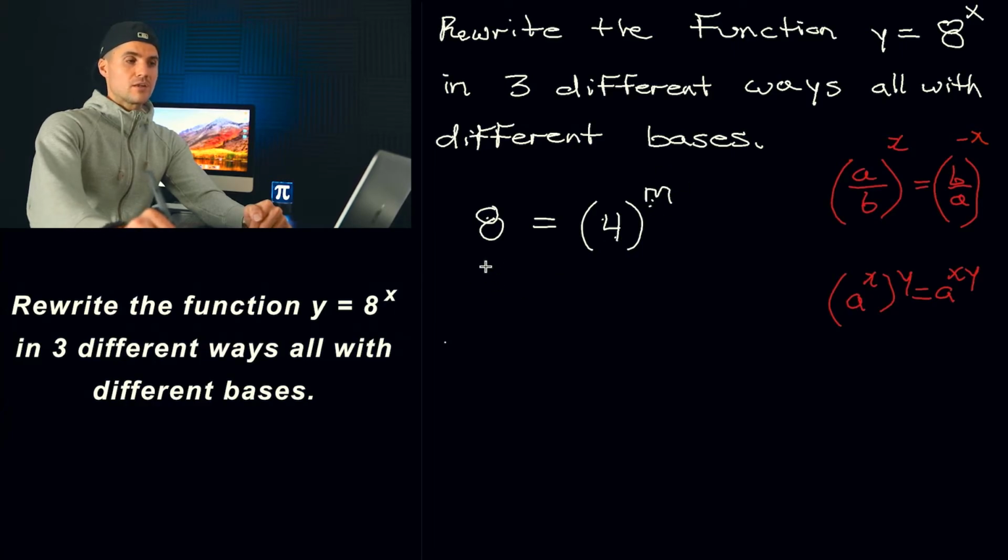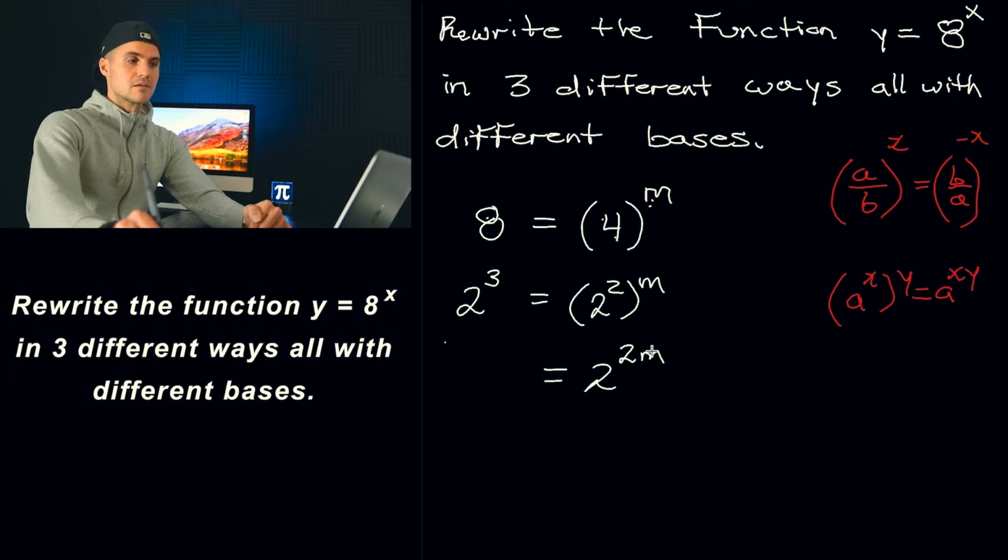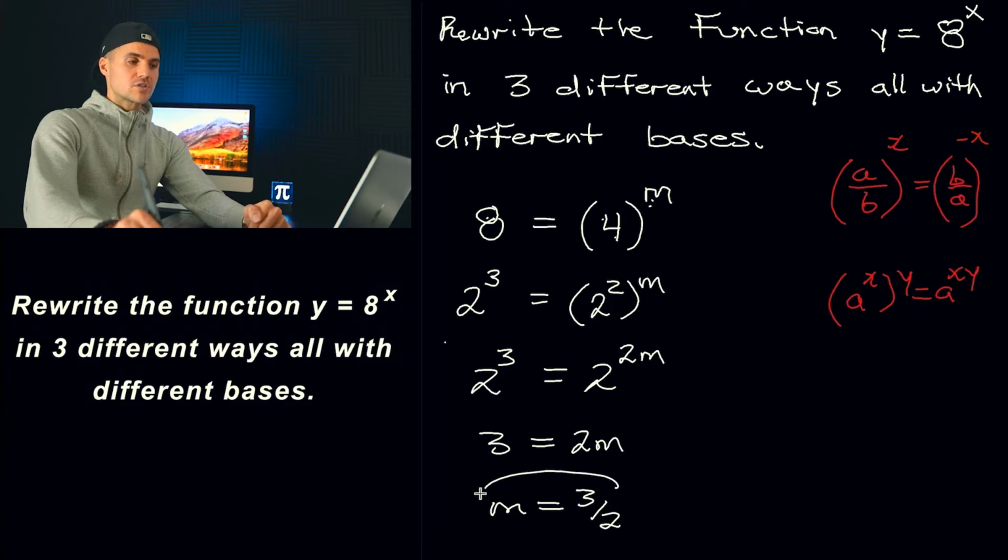Question is, can I take 8 and rewrite it as 4 to the power of some kind of value? And you can, because the 8 we could rewrite as 2 to the power of 3, and the 4 we could rewrite as 2 to the power of 2, right? Same basis, so you can multiply these. And notice you have 2 to the power of 3 equaling 2 to the power of 2m. Well, same basis, you could just drop the basis. Divide both sides by 2, so m would be 3 over 2. So going back to here, basically 8 is equal to 4 to the power of 3 over 2.